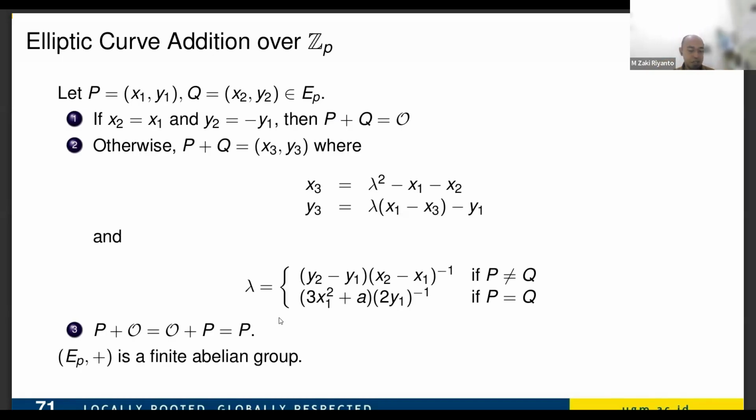And we have some properties: the point at infinity is the identity element, and we can prove that the elliptic curve is a finite abelian group, even though the proof of the associative property is very difficult.